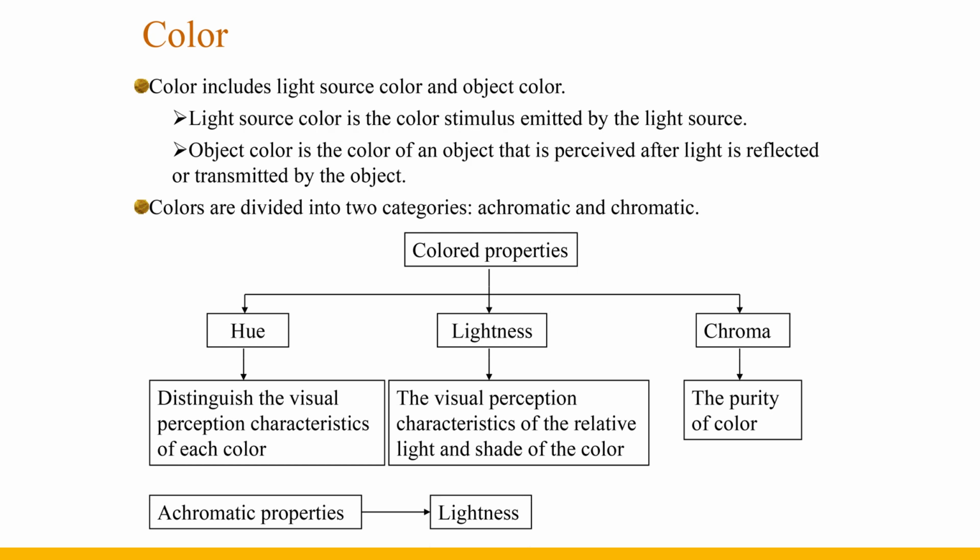Chroma refers to the purity of color. Monochromatic light has the highest chroma, and the more white light components are added, the less saturated it is. The chroma of an object's color depends on the degree of selectivity of the object's reflected or transmitted spectral radiation. The higher the selectivity, the higher the chroma of the object's color.